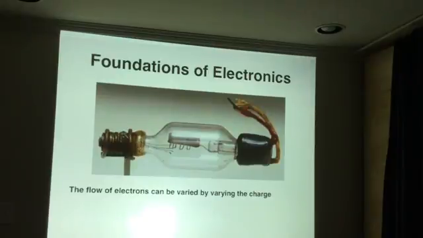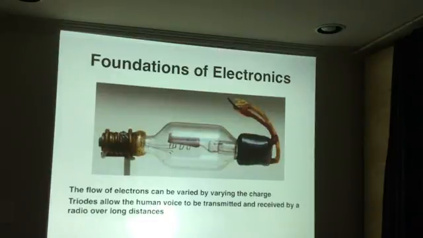Now you could modify this triode yet again by varying the level of negative charge in the grid. The stronger the negative charge, the less electron flow that could pass, and you could vary the flow of electrons across from the anode to the cathode. And this gave you much more exquisite control of the flow of electricity across this tube.